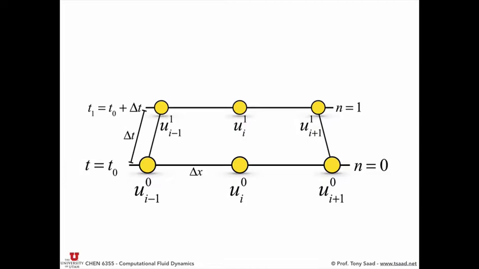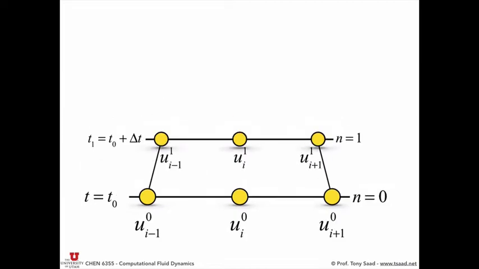Now we do the same thing. Let's say somehow we can compute this state at n equal 1. We do the same thing. We move it to n equal 2, etc., all the way to n minus 1. So between here and there we took n minus 1 steps.